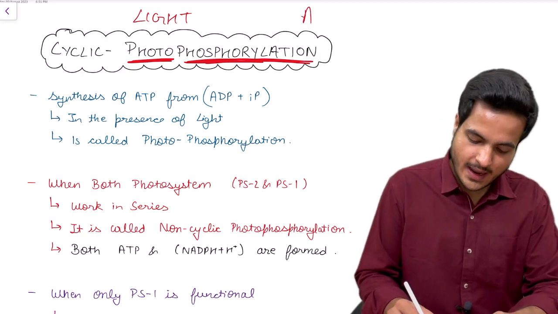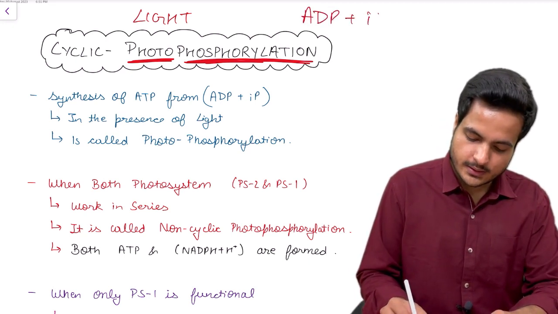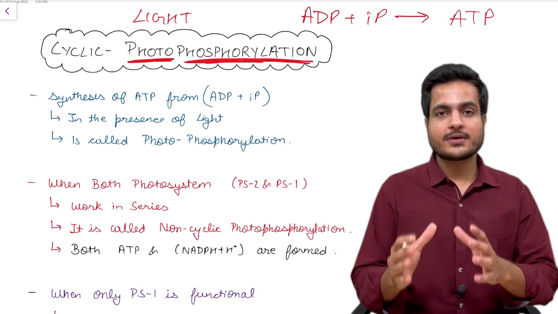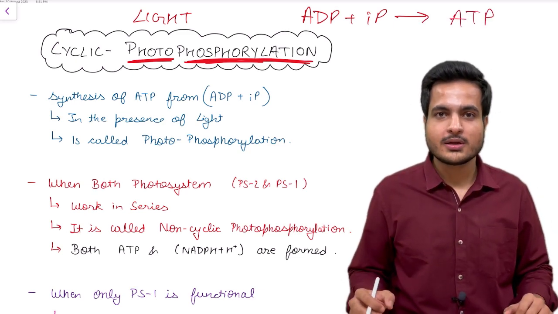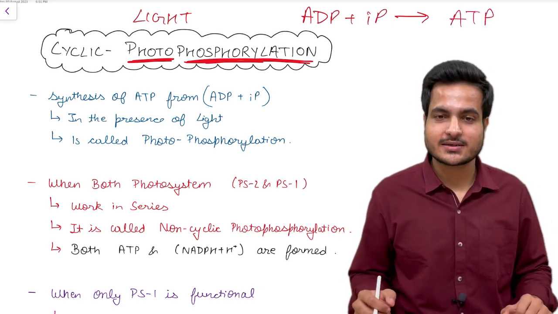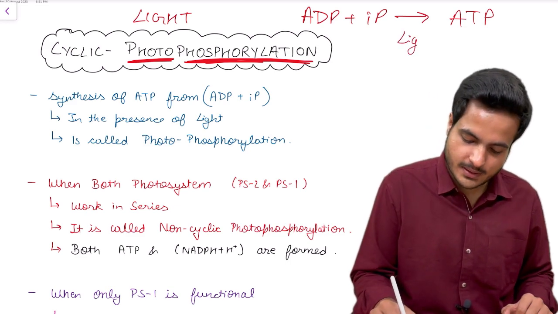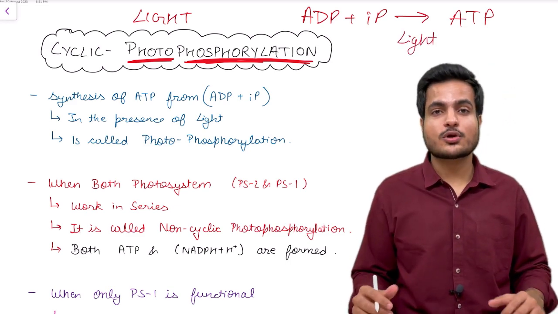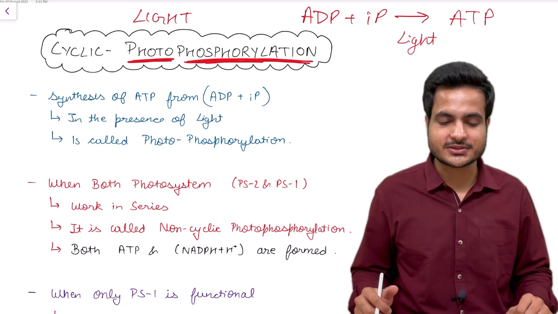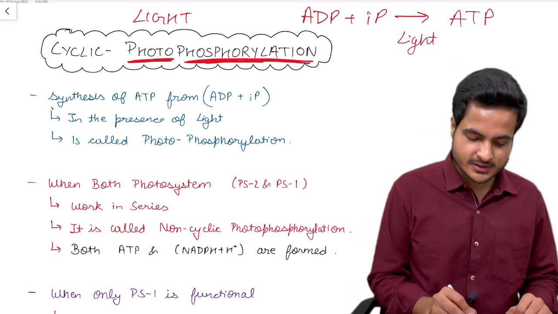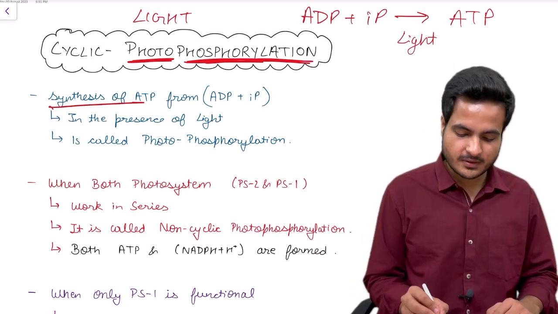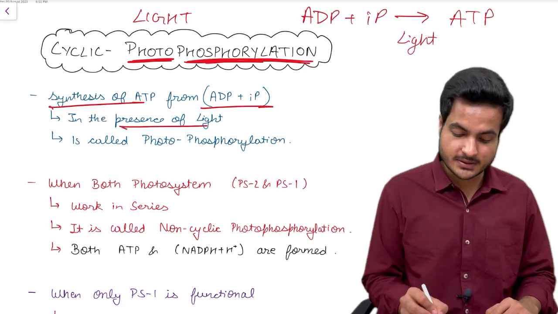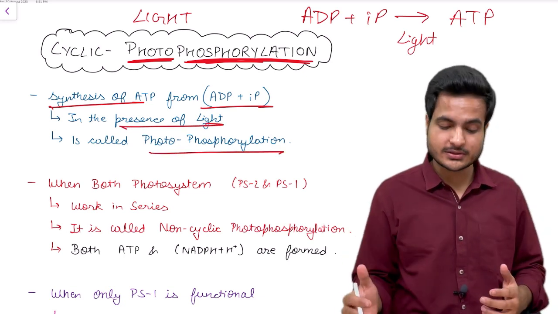So here, when we add this phosphate to an ADP molecule and convert the substrate into an ATP molecule, this is called a phosphorylation reaction. And when this takes place in the presence of light, it is called photophosphorylation. So this is all which is written in the text. Synthesis of ATP from ADP and inorganic phosphate in the presence of light is photophosphorylation.